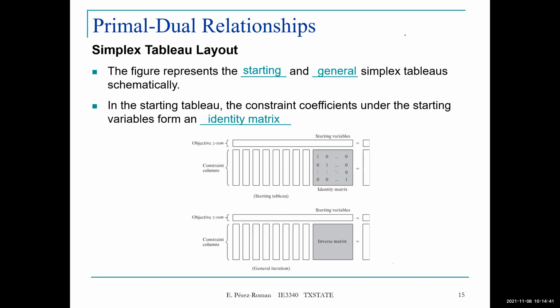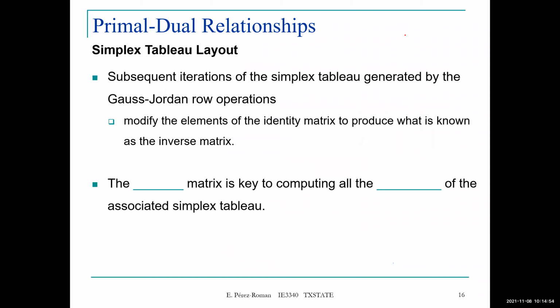So let's say you're getting into a general iteration. This could be iteration 1, 2, or 3. If you look at the same location of where the identity matrix was, that's going to be the inverse of the solution. Subsequent iterations of the simplex tableau, generated by the Gauss-Jordan row operations, modify the elements of the identity matrix to produce what is known as the inverse matrix. The inverse matrix is key to computing all the elements of the associated simplex tableau.